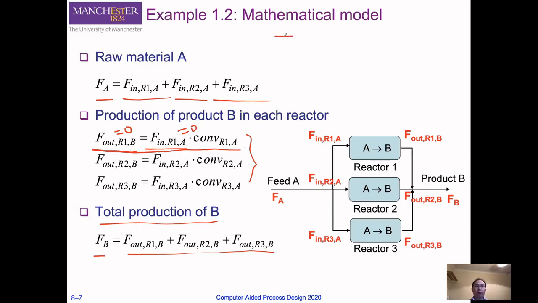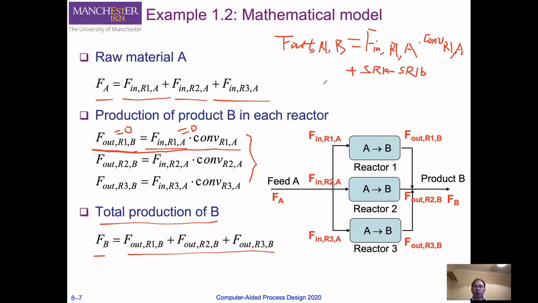Then we can write FOUT R1B is equal to FIN R1A times conversion R1A plus SR1A minus SR1B.